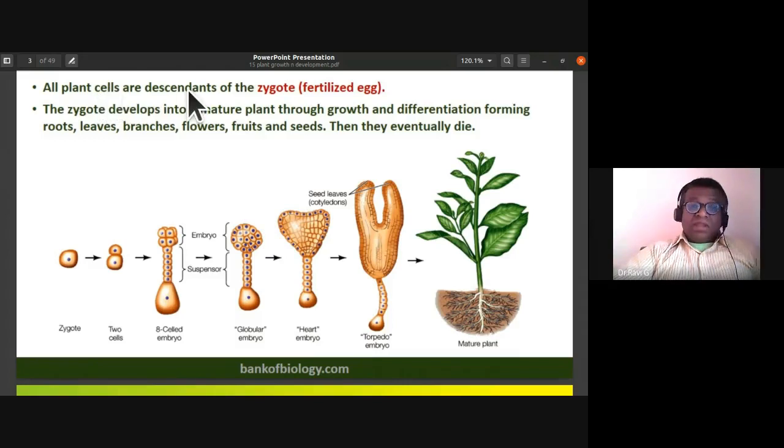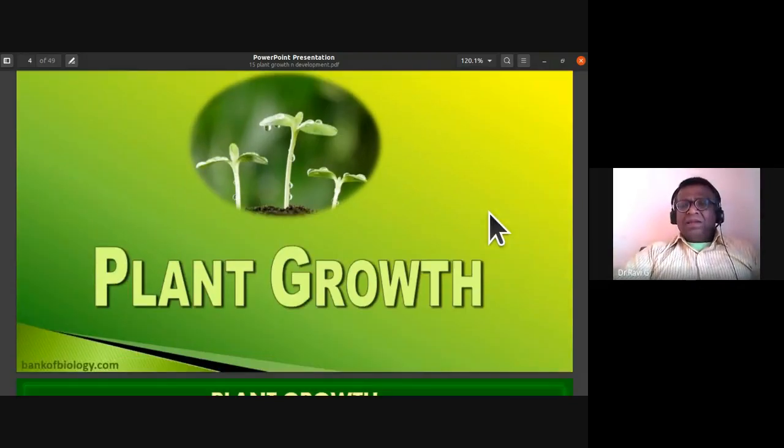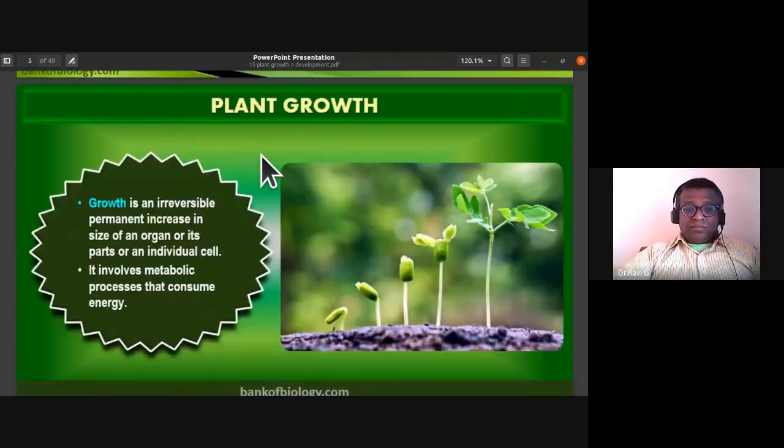Not only in plants, but even in animals, even in human beings, all our life commences as a single-celled zygote. So I told you that your precise birthday would be the day you were a zygote. All plant cells are also descendants of the zygote, the fertilized egg. So the plant growth, you have a beautiful backdrop slide showing the germination of seed, initial growth that you are seeing here. So this is the plant growth.